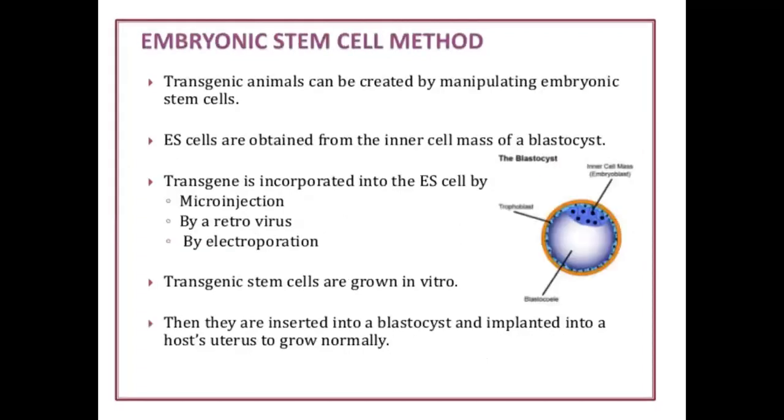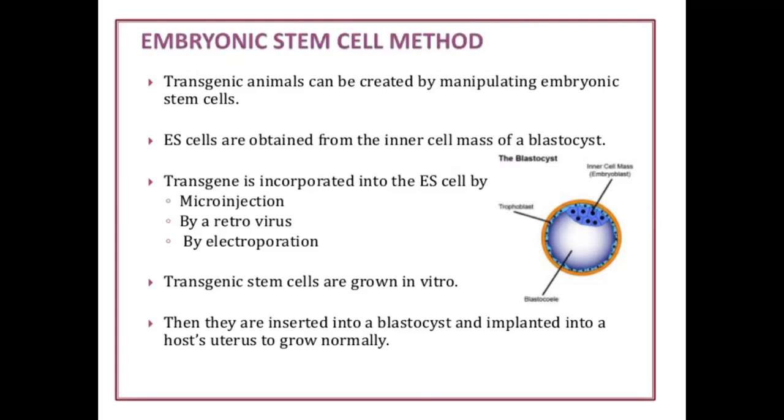Because this is one method of transgenesis, the second method is the embryonic stem cell method. That is, the transgenic animals can be created by manipulating the embryonic stem cells. The embryonic stem cells are obtained from the blastocyst, that is the inner cell mass of the blastocyst. The blastula, which has various cells, is externally covered by a cyst. So it is called blastocyst.